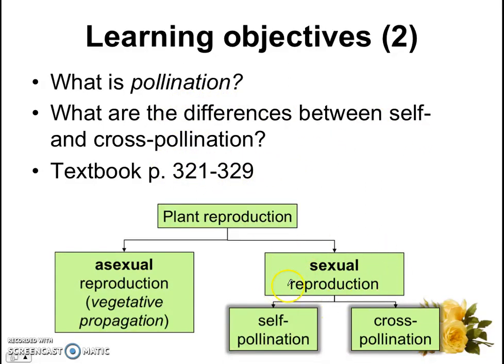Now, just a quick reminder, we are looking at sexual reproduction in plants because we're looking at the male gamete and how it meets and fuses with the female gamete. Right? And of course, we recall that the male gamete is found inside the pollen grain. So we're going to take a closer look at that, and especially at this difference between self and cross-pollination.